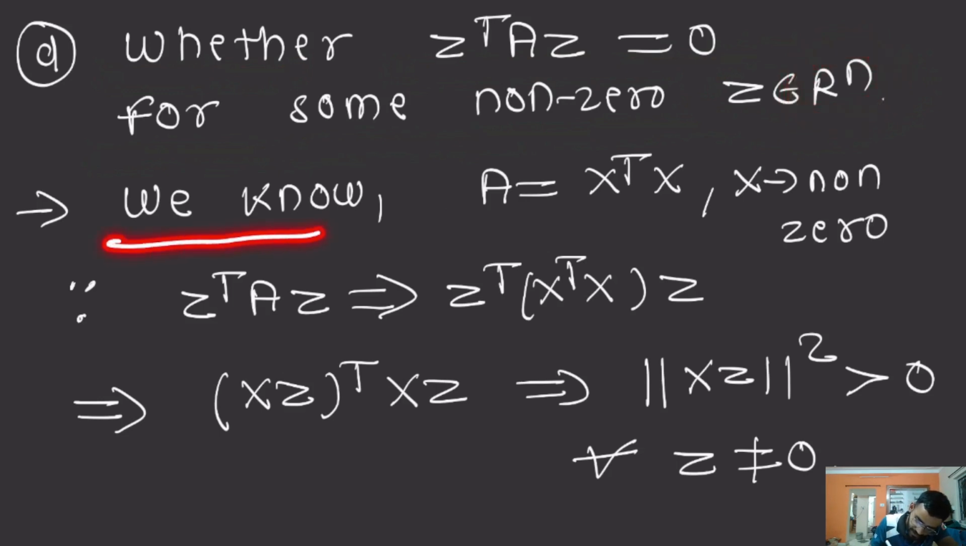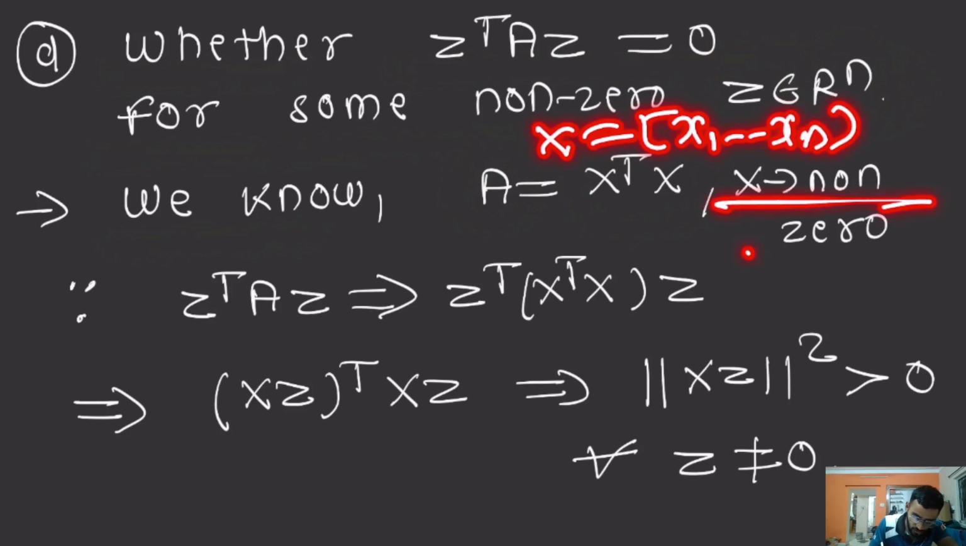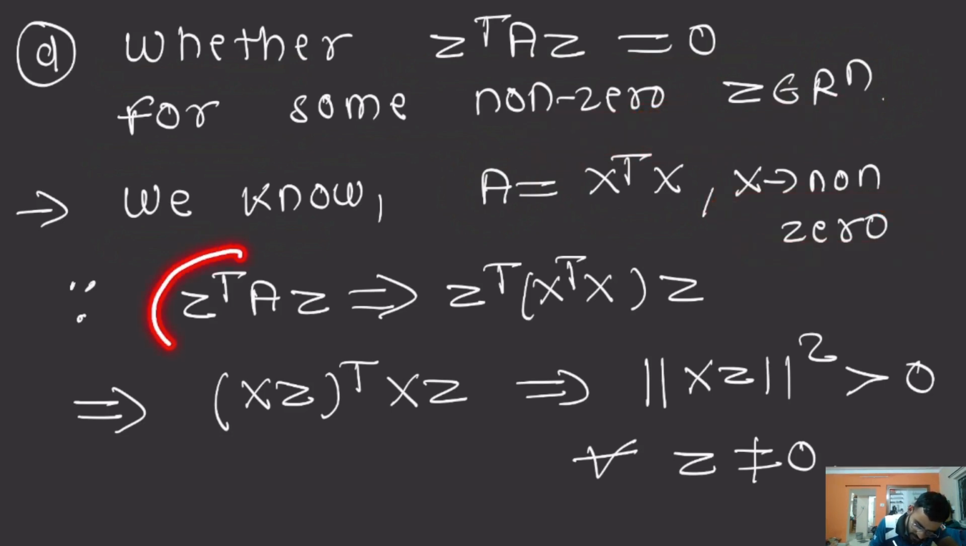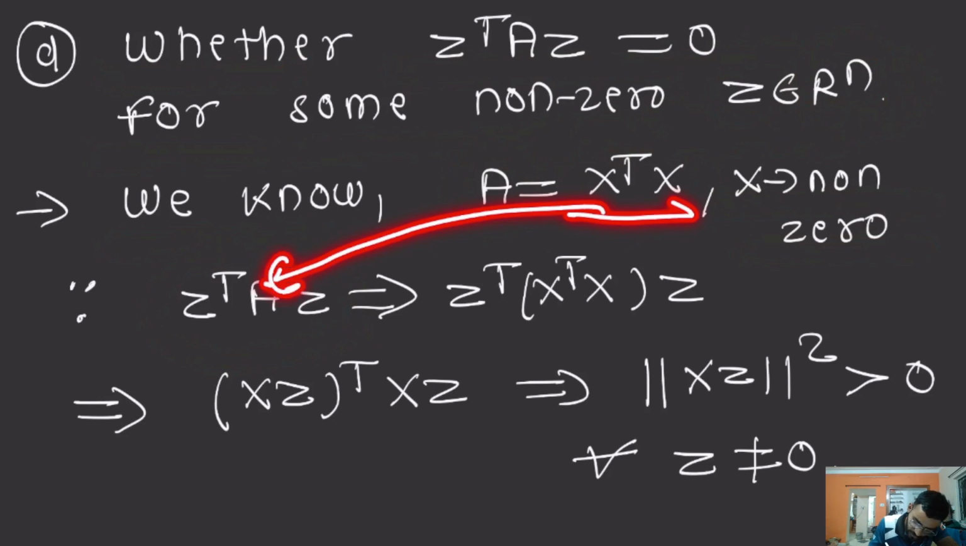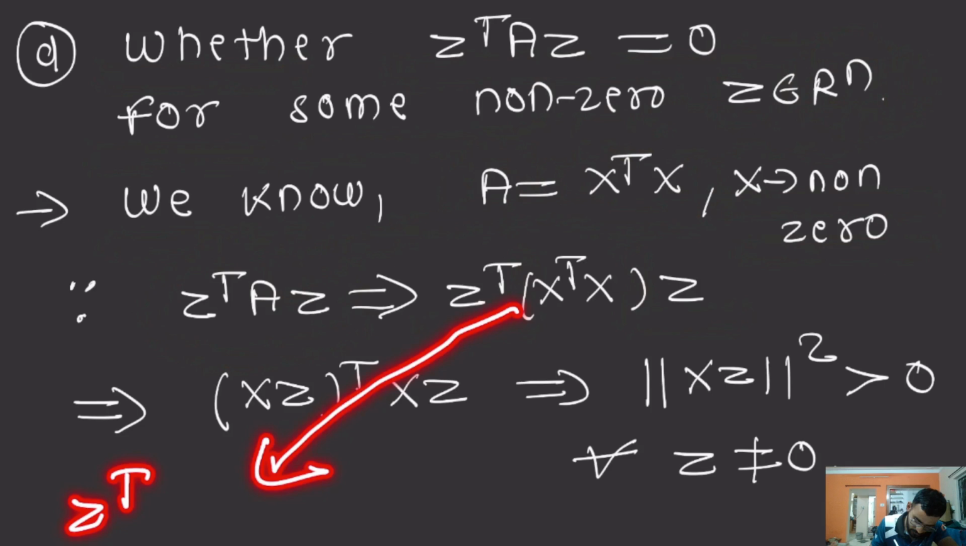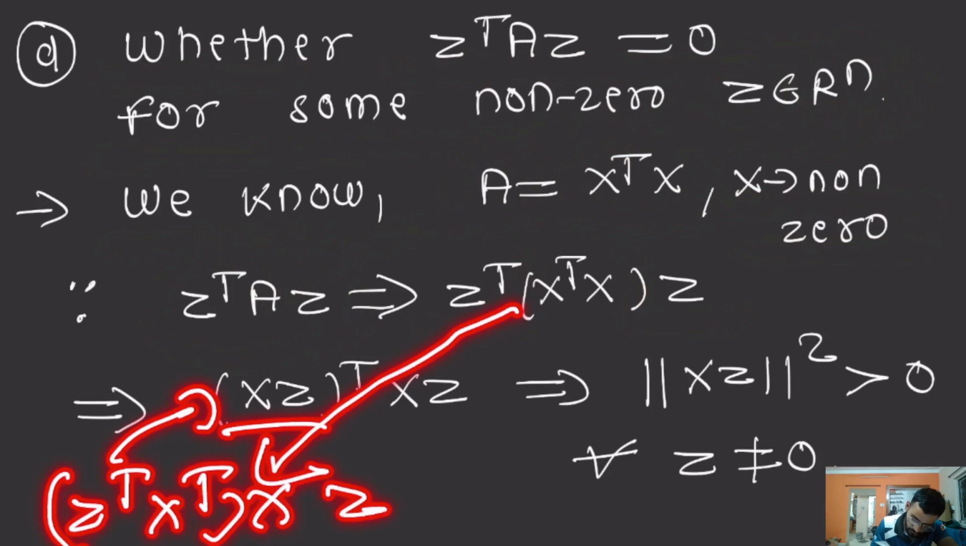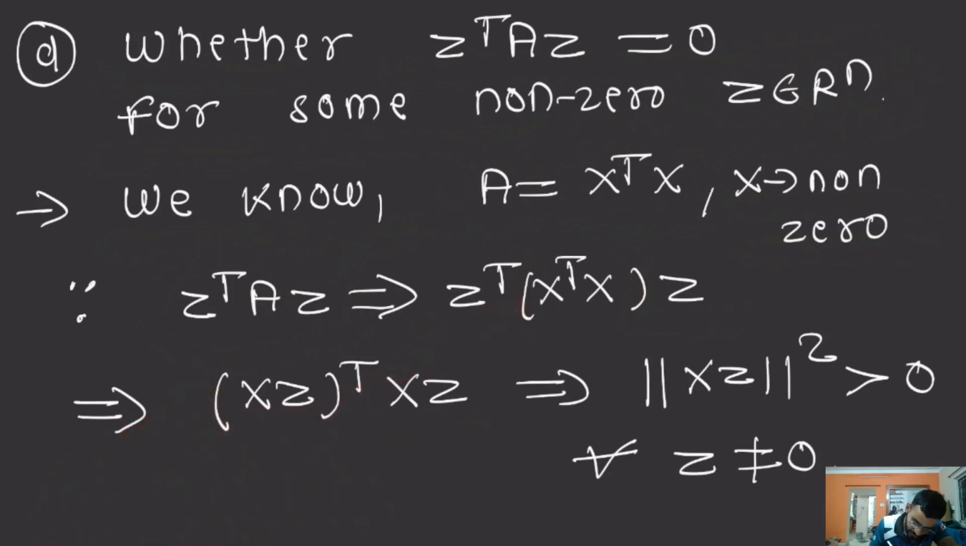So we know that A can be written as X transpose X, where X is the matrix with columns x1 to xn, a non-zero matrix. Now Z transpose A Z, if we put X transpose X in place of A, we get Z transpose X transpose X Z. This can be written as (XZ) transpose into (XZ). This is nothing but the norm of XZ squared.